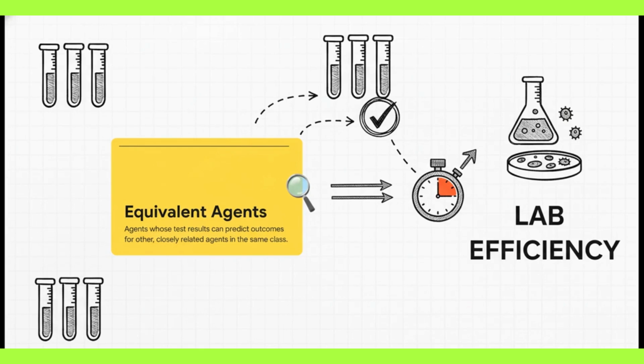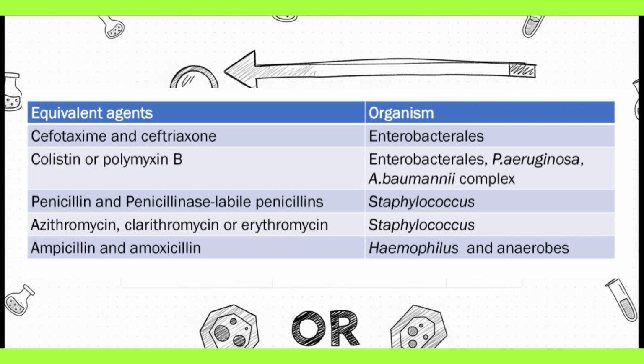To make things a little easier, the M100 has this really clever concept called equivalent agents. Basically, these are drugs that are so similar in how they work that their test results are almost always the same. And the best part? You only have to test one of them to confidently know the results for the others. I mean, that is a huge win for efficiency in the lab. And here's what that looks like in the real world. For an organism like Enterobacterales, if you test cefotaxime, you automatically have your answer for ceftriaxone too. You'll spot these in the tables because they're literally joined by the word "or." It lets labs be way more strategic with their testing.